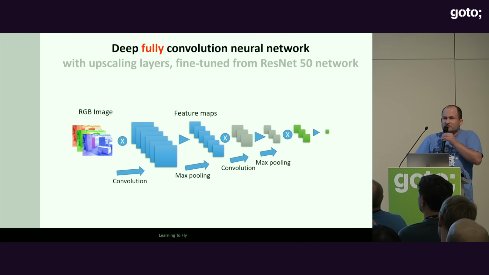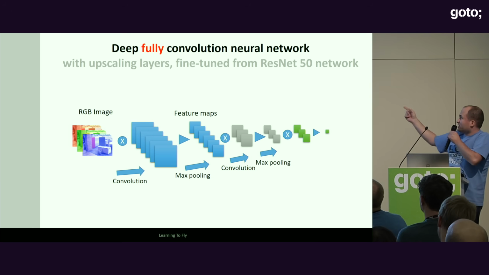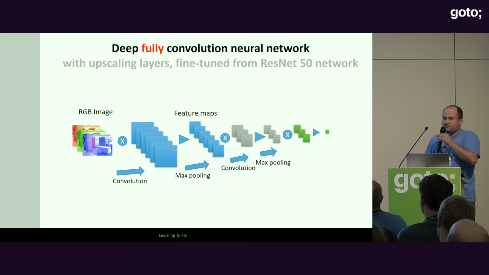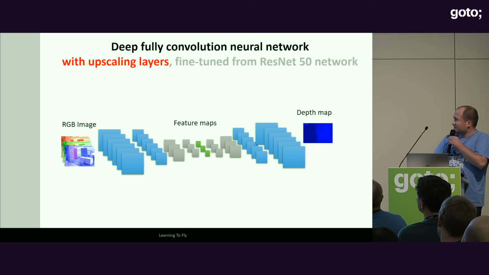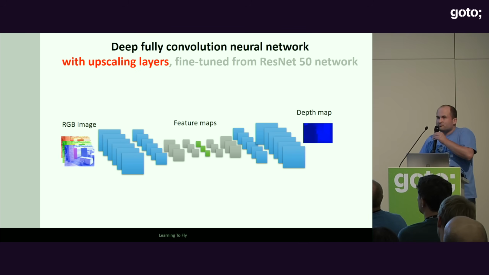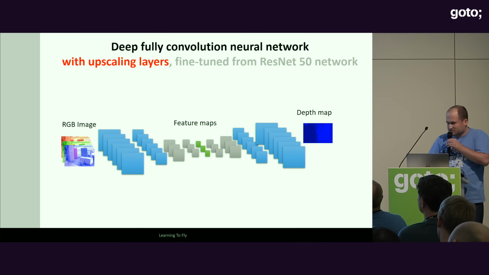But for our case of depth estimation, it is not enough, because for an input image, we have just one pixel output, but we want to have a full resolution depth map for our input image. That's why we need upscaling layers. So if we add a few upscaling layers interleaved with convolutions, we have a full resolution depth map at the end.